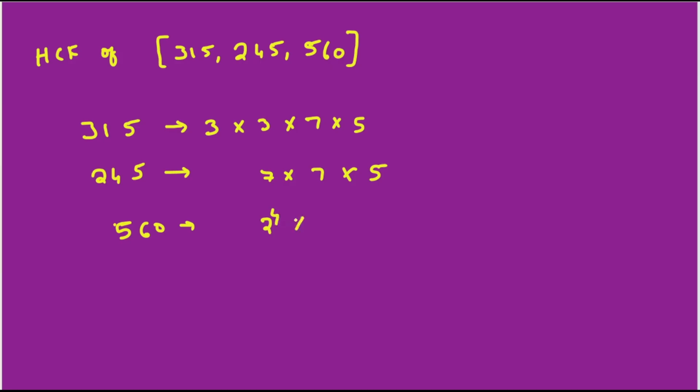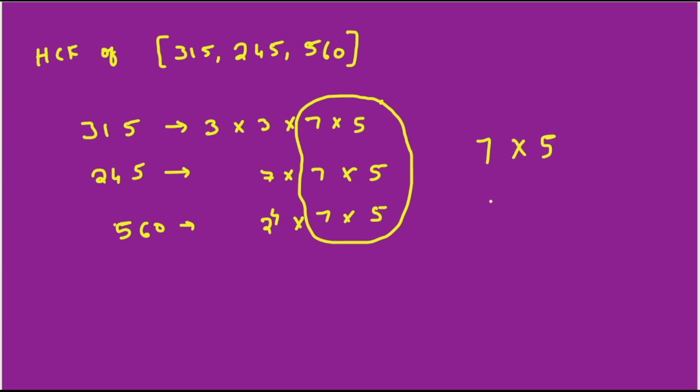2 power 4 into 7 into 5. See, in these three the common factors are 7 into 5, which is equal to 35. Therefore, our answer is equal to 35.